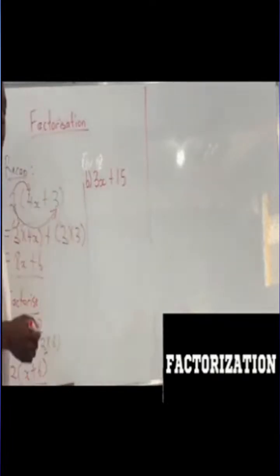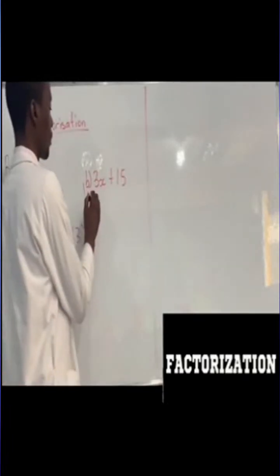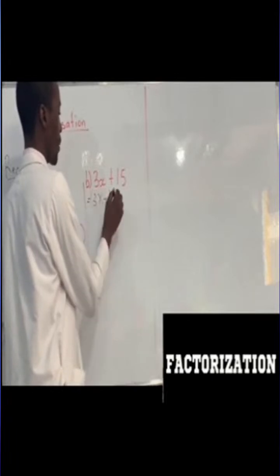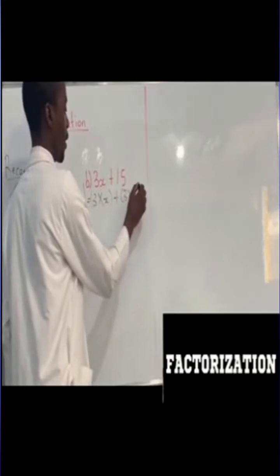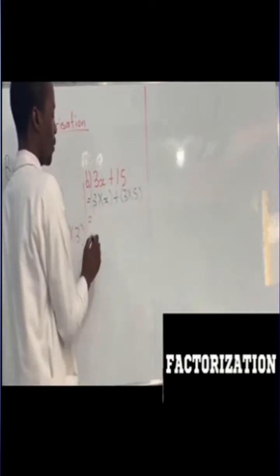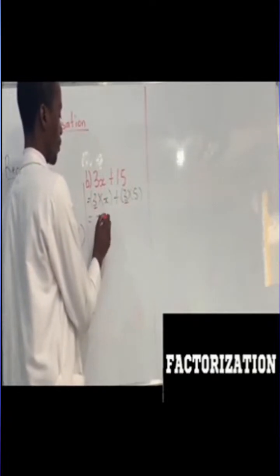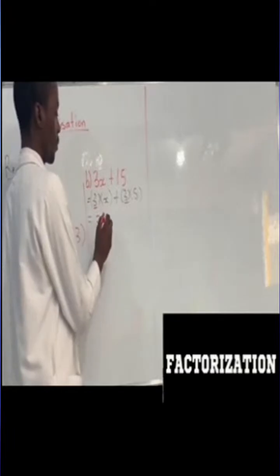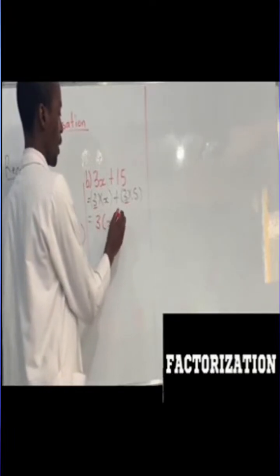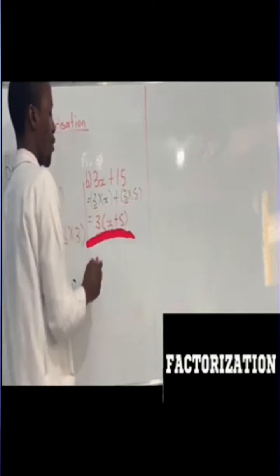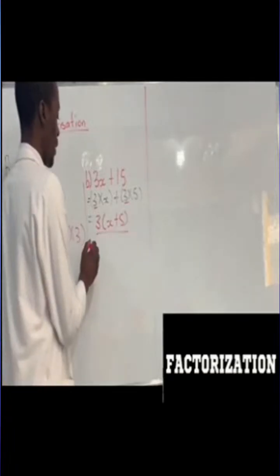Alright, let's try the next one. 3x plus 15. Who wants to try? So here what we'll do is we're going to express 3x as 3 times x and 15 as 3 times 5. Right, and then we factor out the 3, which is the common factor. The 3 here, 3 there, it's common, and then we add the remaining factors, x plus 5. Next problem, let's look at the next problem now.